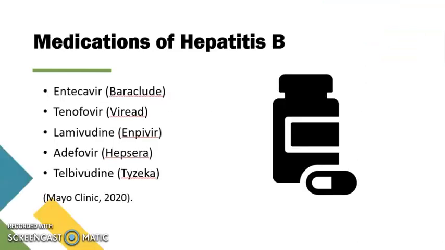Moving on to the medications for hepatitis B. There are 5 antiviral medications that patients could be prescribed by doctors, which are entecavir, tenofovir, lamivudine, adefovir, and telbivudine.